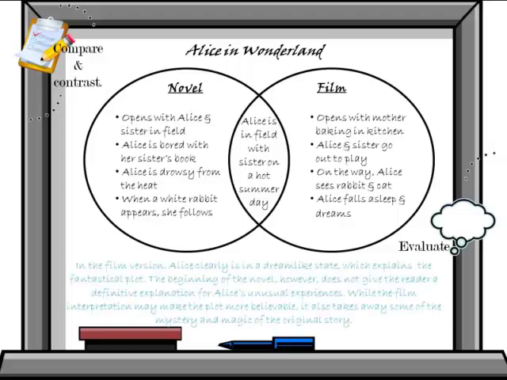We might come up with a statement like this. In the film version, Alice clearly is in a dreamlike state, which explains the fantastical plot. The beginning of the novel, however, does not give the reader a definitive explanation for Alice's unusual experiences. While the film interpretation may make the plot more believable, it also takes away some of the mystery and magic of the original story.